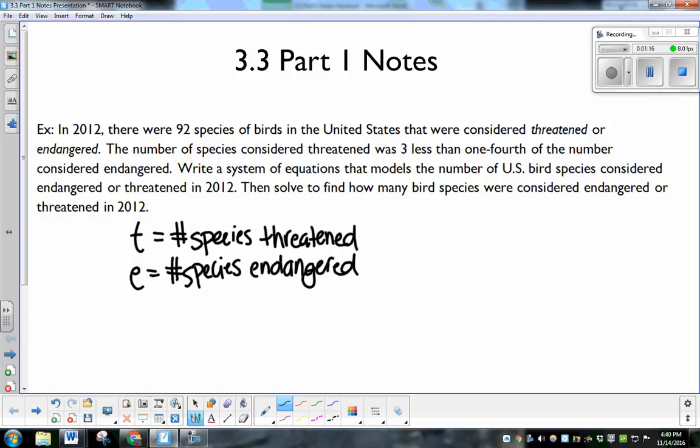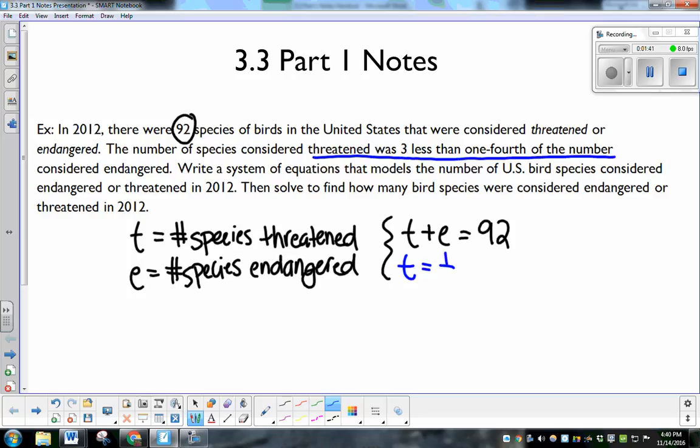And we've actually already written a system of equations for this. So the system that we wrote was that the number of threatened plus the number endangered equals 92, because they told us that the total was 92. And then our second equation was that the number threatened is 3 less than 1/4 of the number endangered. So the number threatened, we need to take 1/4 of the number endangered, so 1/4 E, and then we need 3 less than that, so -3. That's 3 less than 1/4 of the number considered endangered. So we've actually already done that before, but now we're actually going to go ahead and solve this.